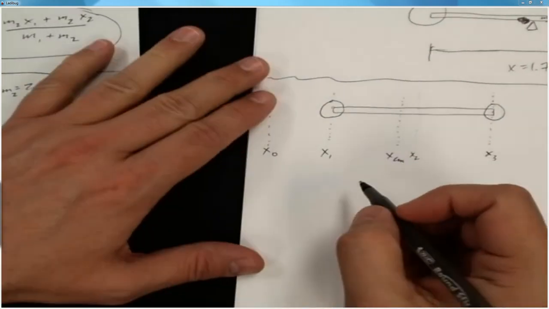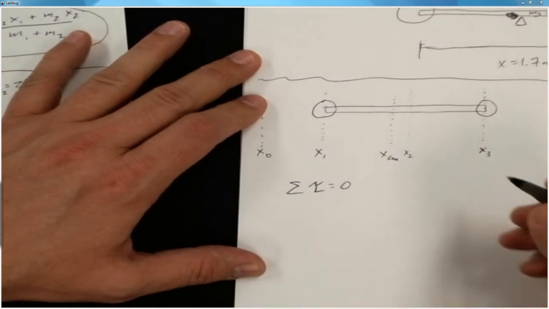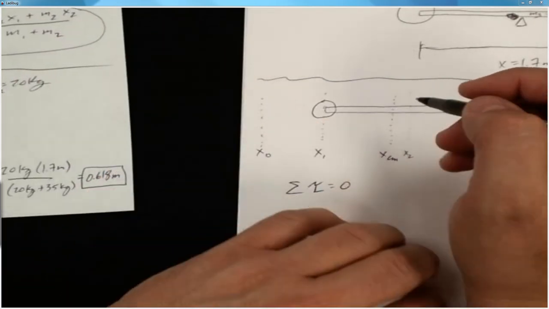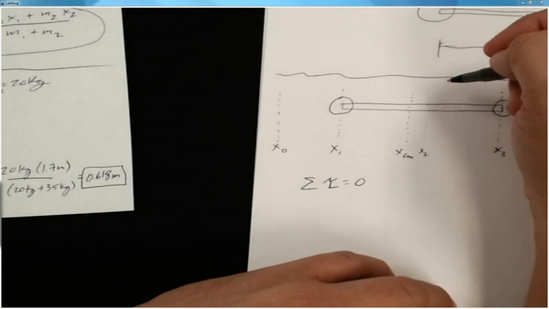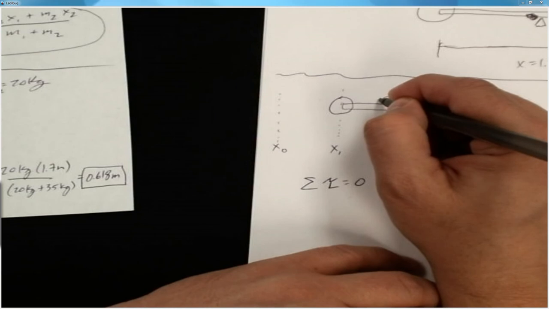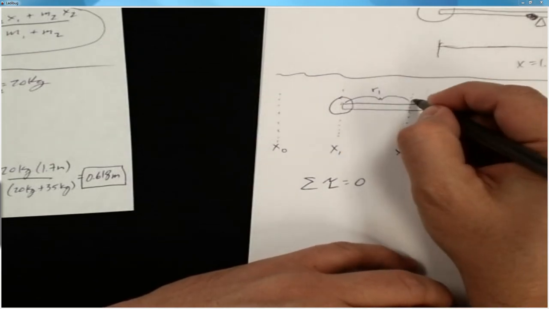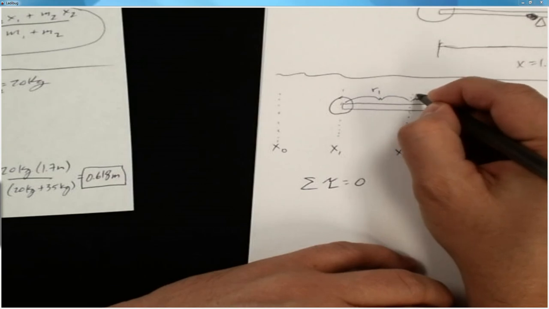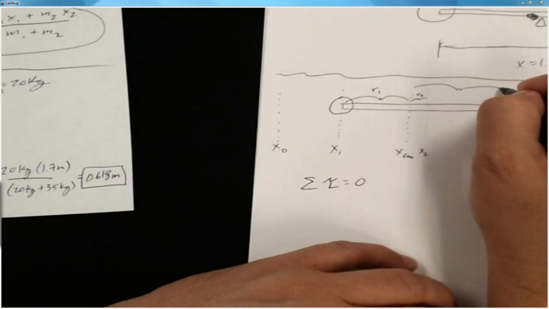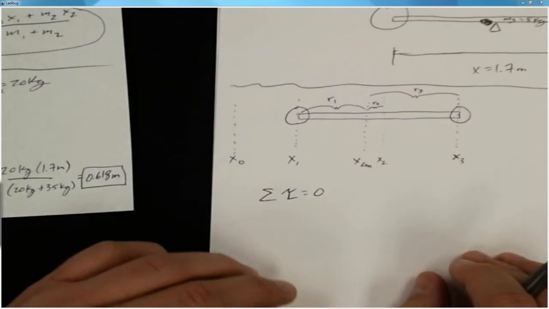I know that the sum of all torques must be 0 if it's balanced. But I have 3 torques. I'm going to have torque 1. Okay, so let me do my radii first. So the distance from the center of mass, this will be radius 1. And this would be radius 2. And then this is radius 3. So it'd be 3 radii there.